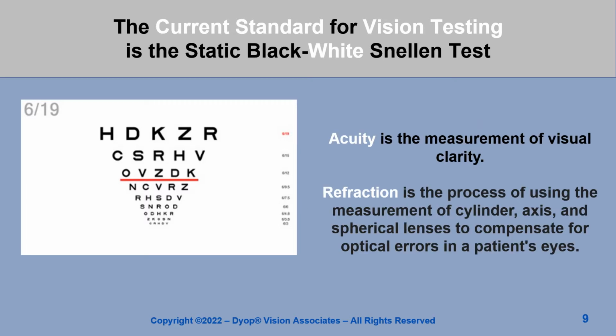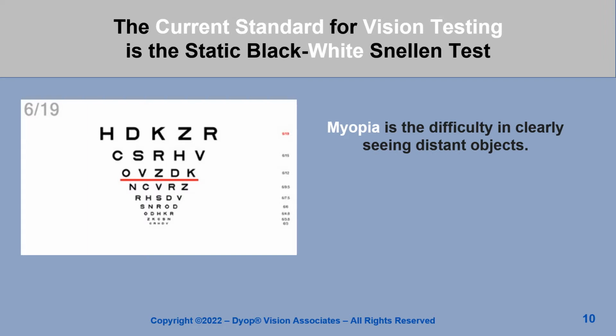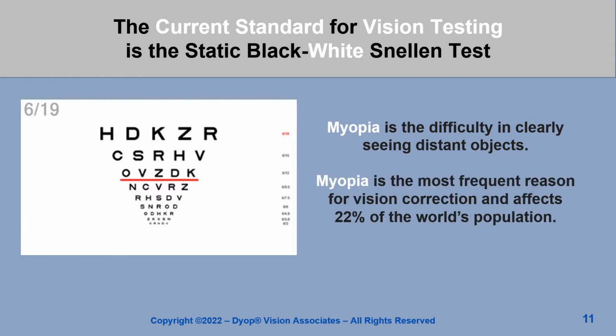Acuity is the measurement of visual clarity. Refraction is the process of using the measurement of cylinder, axis, and spherical lenses to compensate for optical errors in the patient's eyes. As for why most people need vision testing, myopia is the difficulty in clearly seeing distant objects. Myopia is the most frequent reason for vision correction and affects 22% of the world's population.